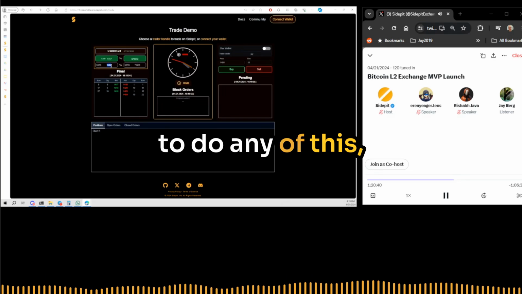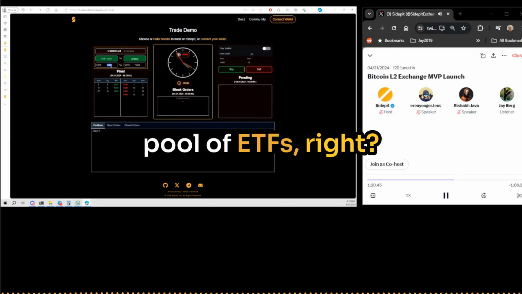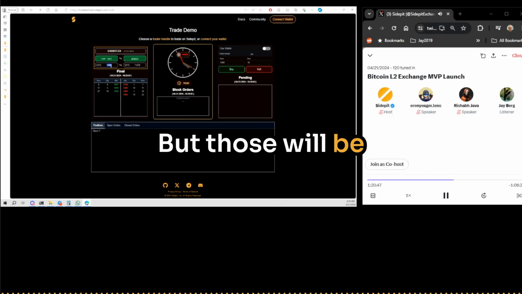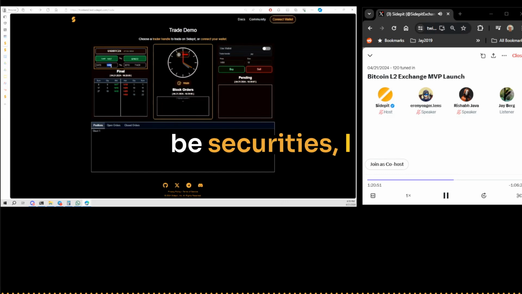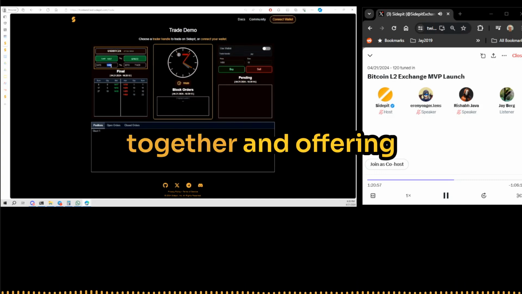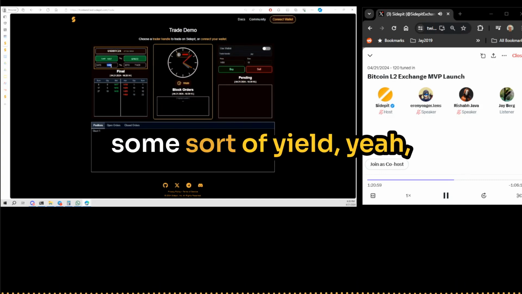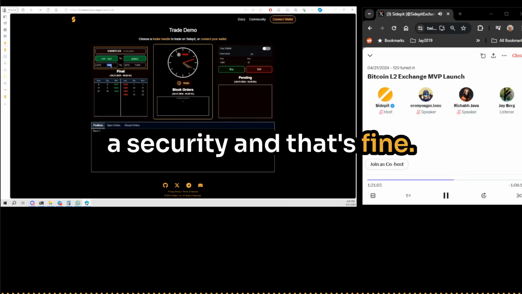And if you don't want to do any of this, then there will be a pool, BTFD pools, right? But those will be real KYC, right? Those will probably be securities, I would assume. If we're taking people's money and pooling it together and offering some sort of yield, yeah, that would probably be a security, and that's fine.